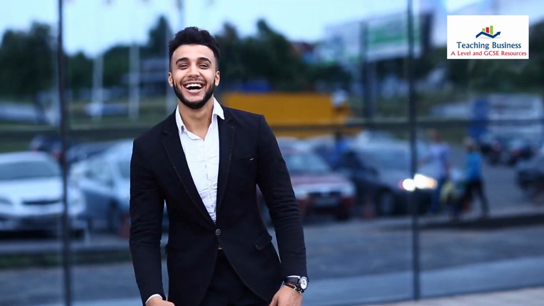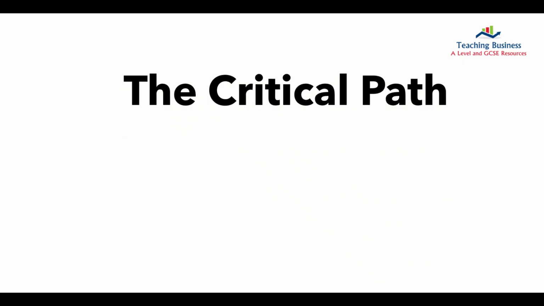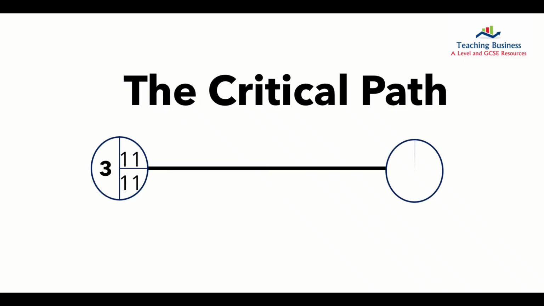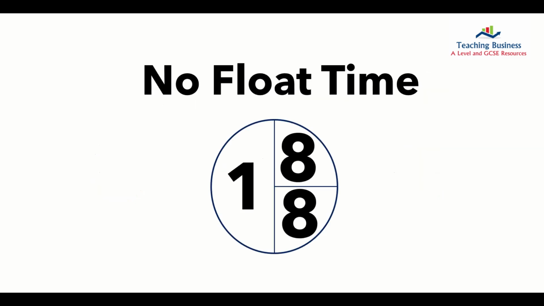This is the minimum time required to complete the entire project. In diagrams, we identify the critical activities by drawing two parallel lines along the activity line. Tasks along the critical path have no float time. This means that their EST and their LFT values are the same.